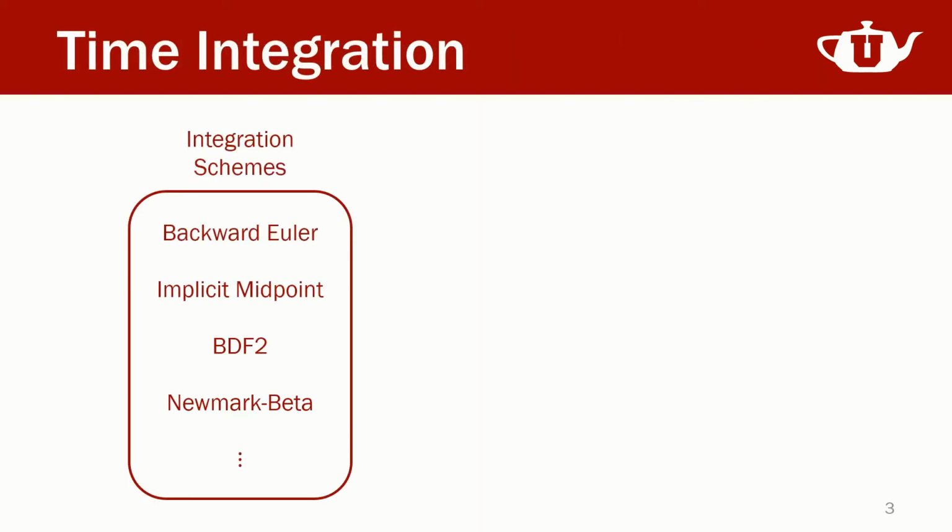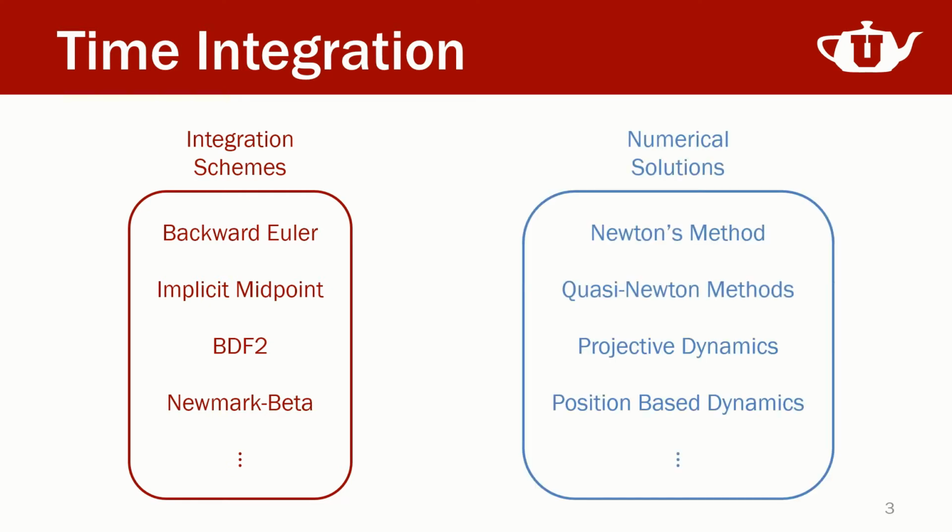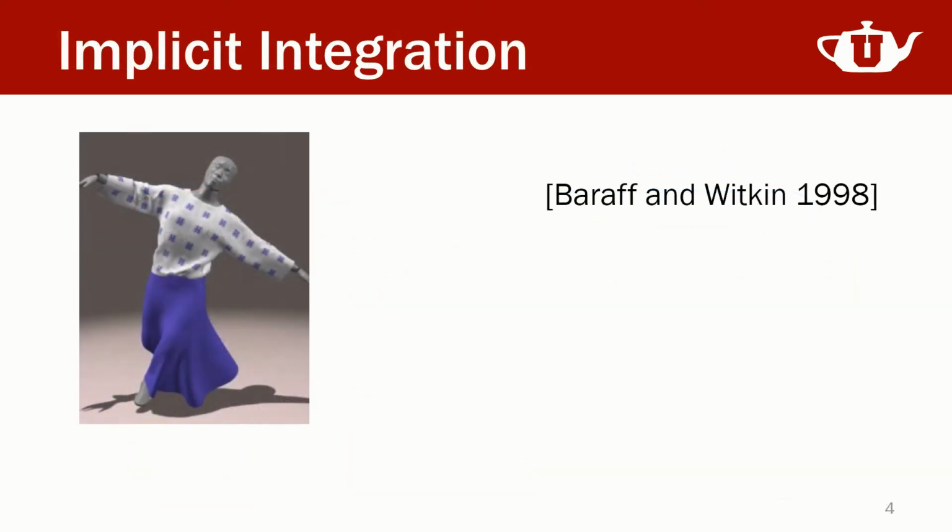There are a variety of time integration schemes, such as backward Euler, implicit midpoint, BDF2, etc. Those schemes are usually viewed as nonlinear root-finding problems or optimization problems that can be solved using different numerical solutions. Each integration scheme can be solved by different solvers, resulting in many time integration solutions.